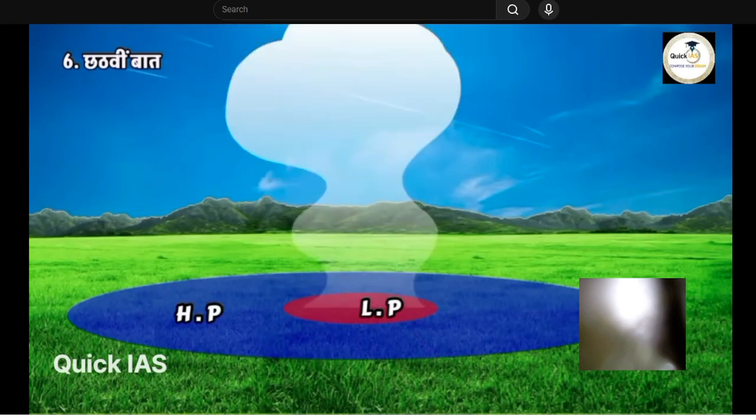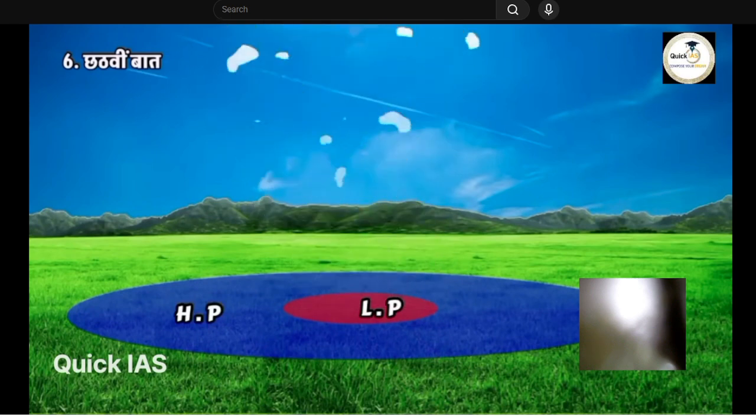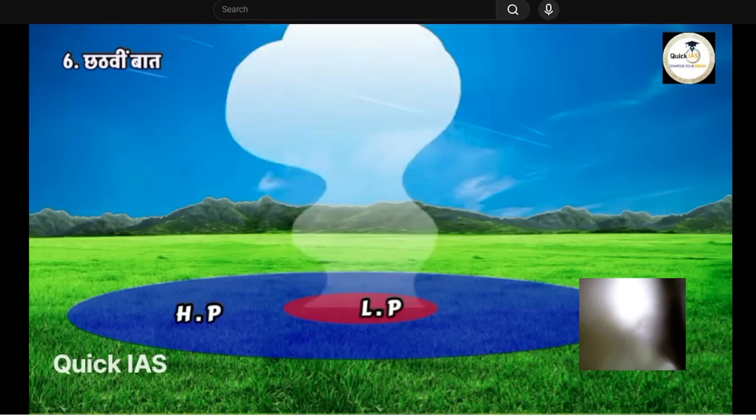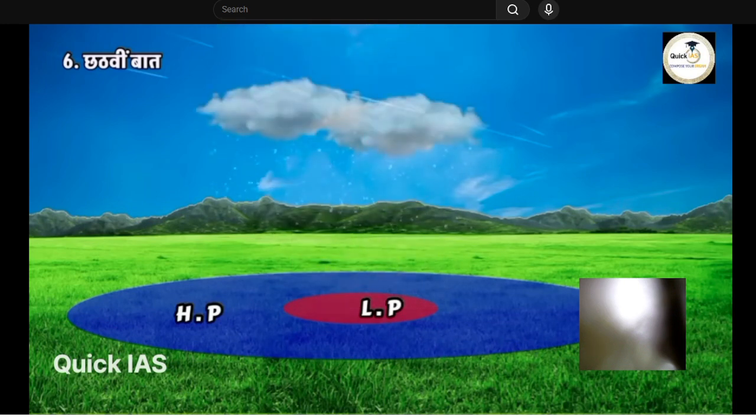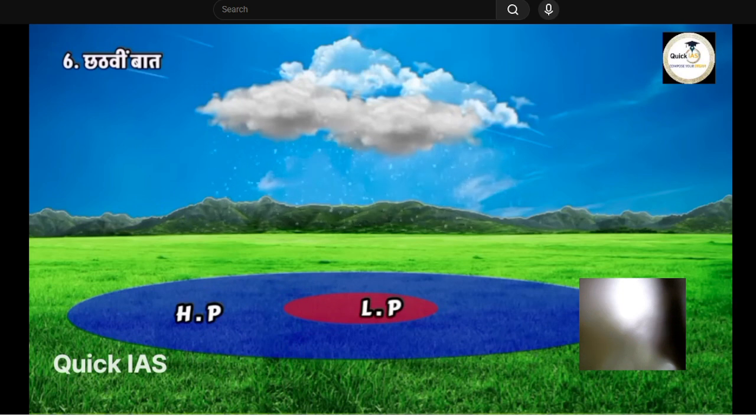As the winds get cooled upwards, the process of condensation starts in them, and this process of condensation leads to the formation of clouds, as a result of which it starts raining in that area after some time. This means that where there is a low-pressure area, it rains there.